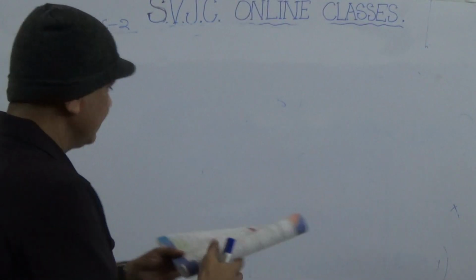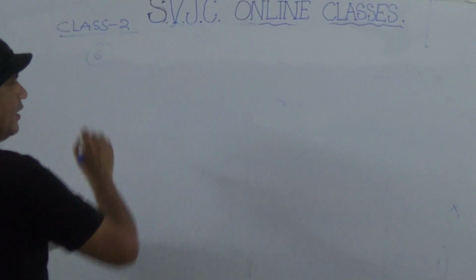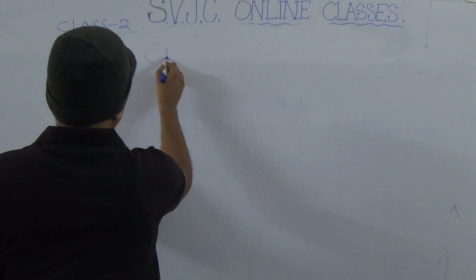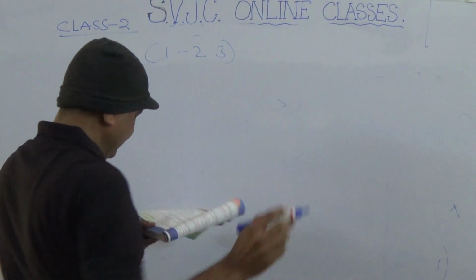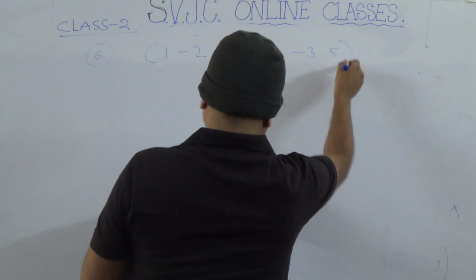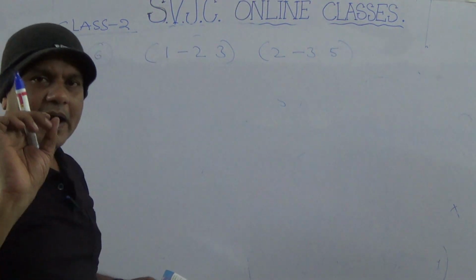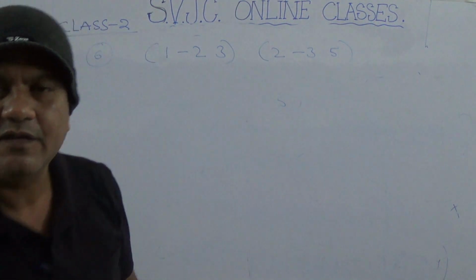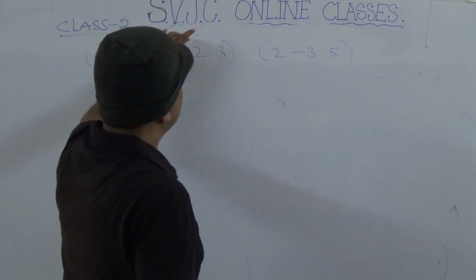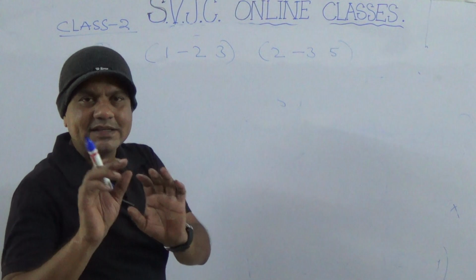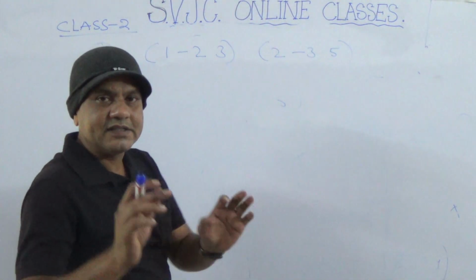Okay, next problem. Sixth problem, level 1. The points 1 comma minus 2 comma 3 and 2 comma minus 3 comma 5 are end points of the diagonal of a square. Then what is the length of its side? These two points are end points of a diagonal of a square. Then what is the length of its side?